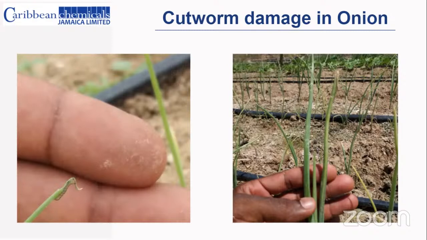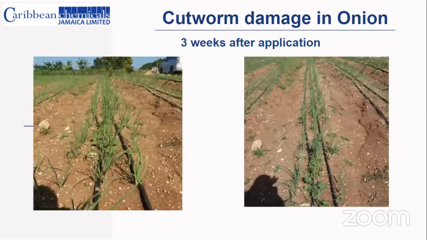So we used the Caratrax with the Exit. Remember the Caratrax can control this pest at all stages. So here, I wasn't seeing any moths, but when I saw the larvae on the onions, I said, oh, it's already there. So I went in with some Exit, the Caratrax, and cleaned them up and allowed them to grow.